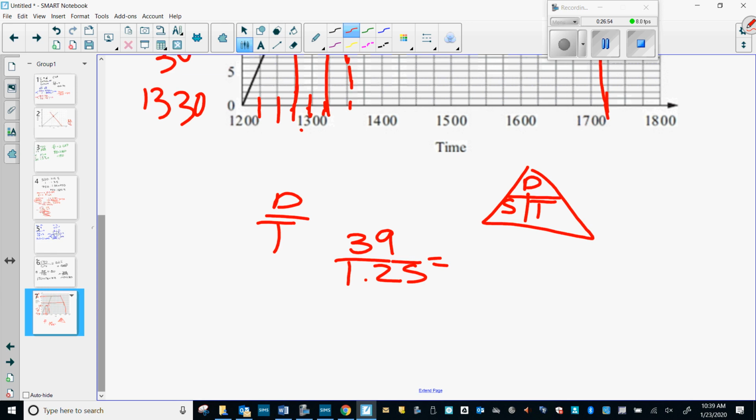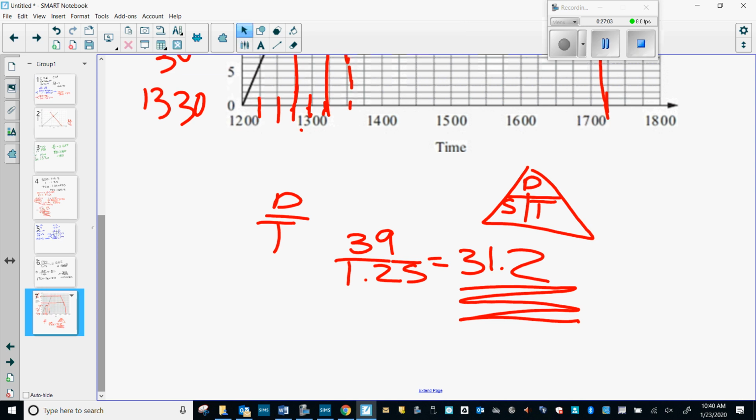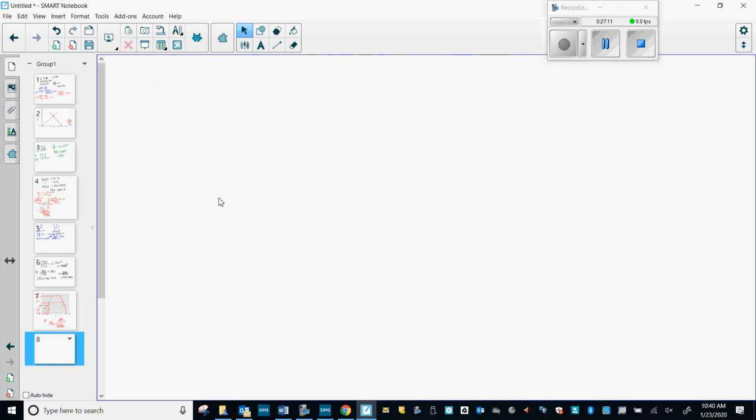So that equals 31 point something. Awesome, that is your answer. All right, so the distance was 39, the time was an hour 15, and an hour 15 is 1.25 as a decimal. Lovely. Next one. We're almost there, ladies.